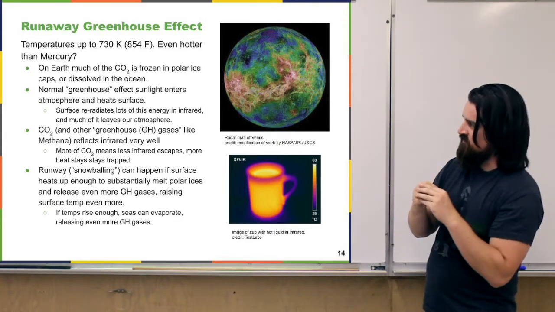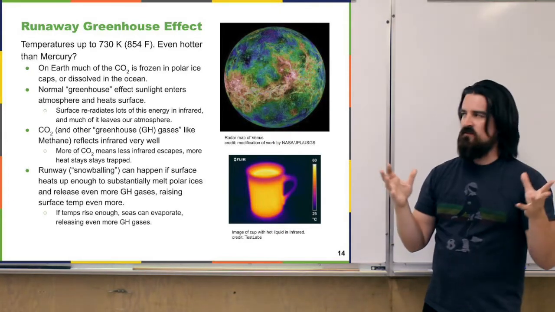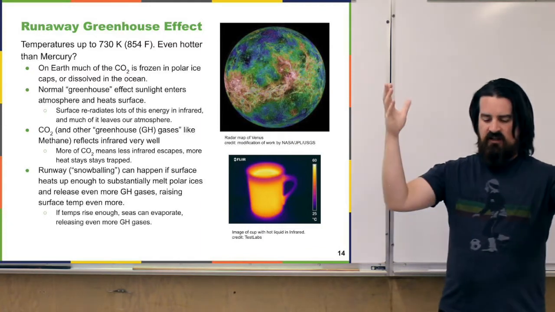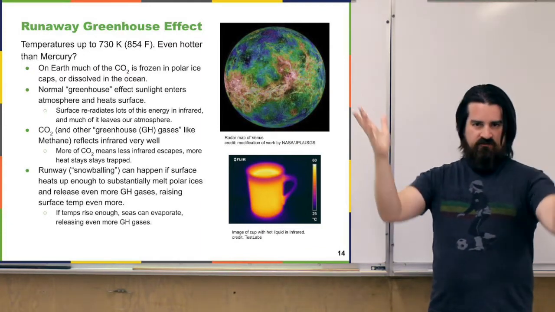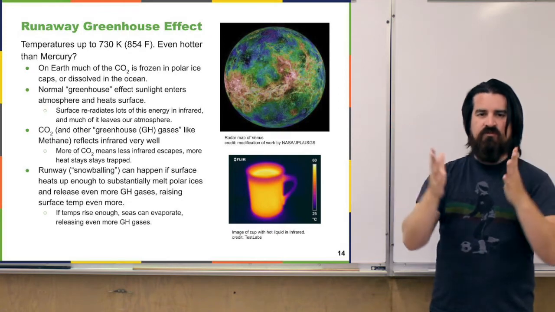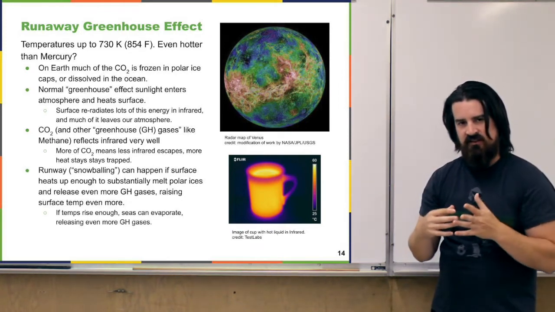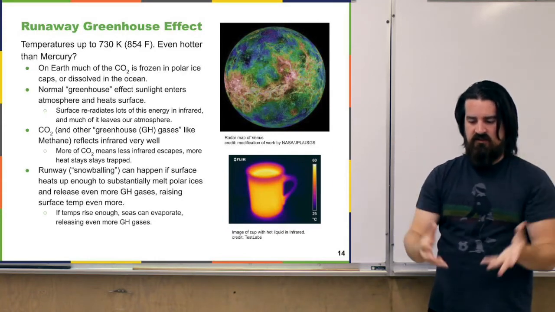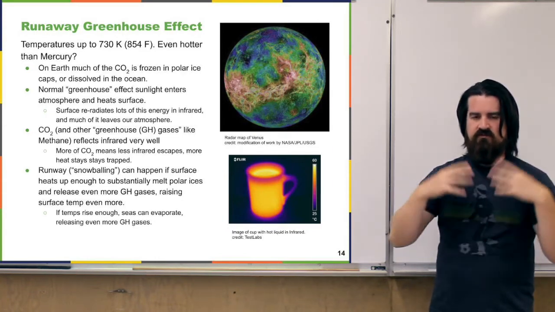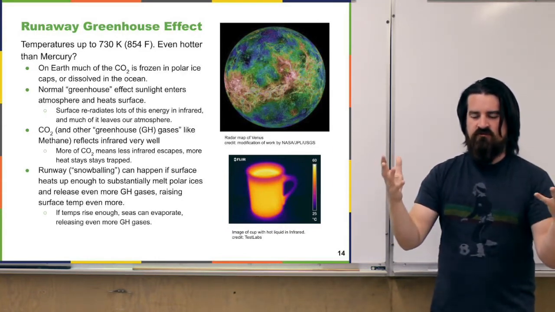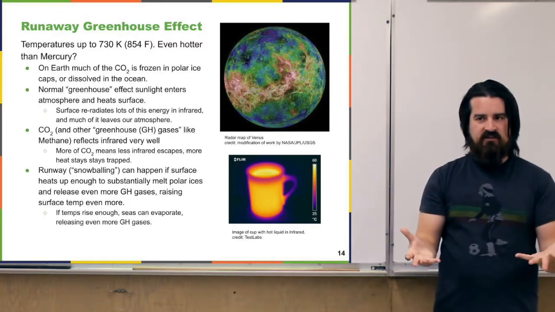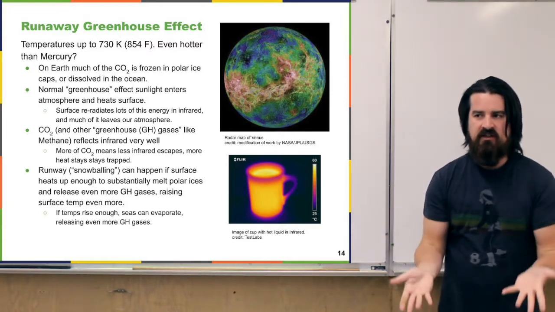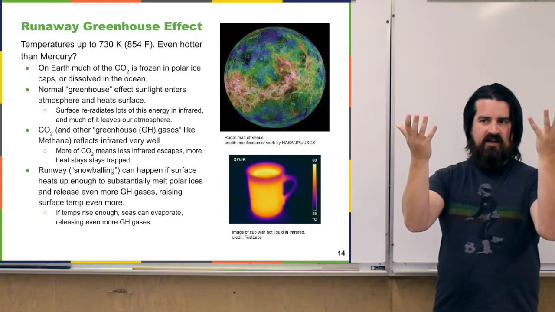The normal greenhouse effect is when there's just some of this stuff in the atmosphere, something like CO2, and radiation from the sun comes in, like visible light and ultraviolet light, and goes through the atmosphere and hits the surface and heats up the surface, depositing energy and warming it. And what happens then is the surface cools down by re-radiating that energy.